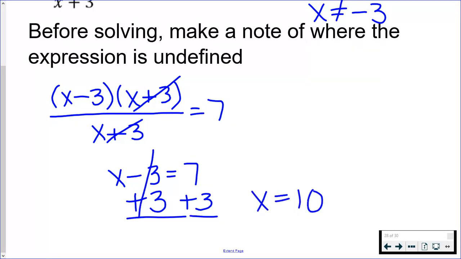So I get x equals 10. Now you go back to your note from before and you make sure that you don't have something that makes the expression undefined. But x equals 10 is fine, so this is my answer. I'll just repeat it again. If my final answer down here was negative 3, I would have to eliminate it and say, nope, this actually doesn't have a solution because negative 3 would make this undefined.